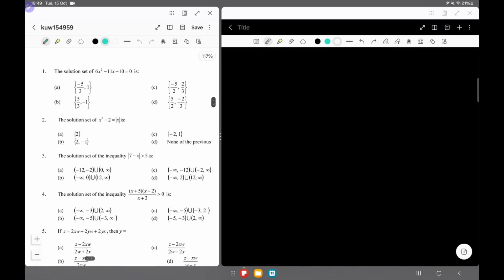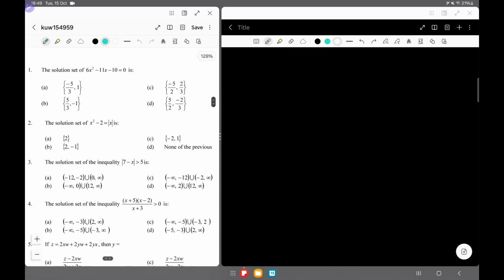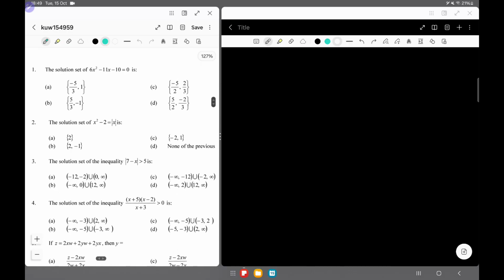We will continue with this one. So, question one, I will solve question one in two ways, okay? I will give you a crazy way to solve this. You will love that way, okay? So, the first thing, the question: 6x squared minus 11x minus 10 equals 0.